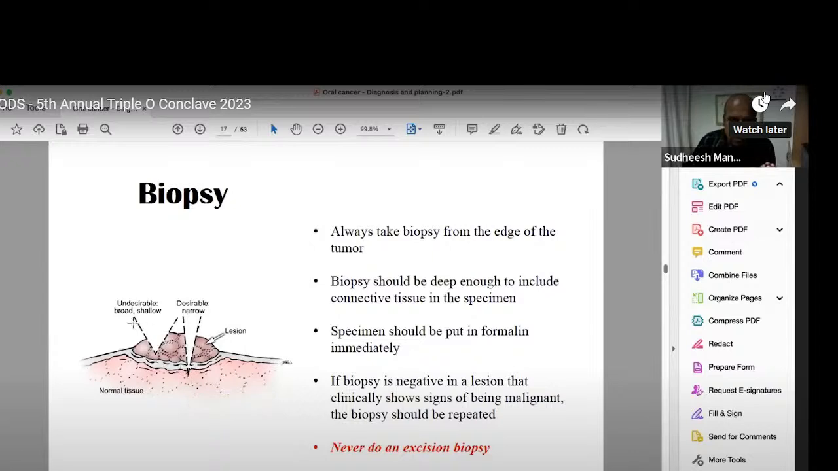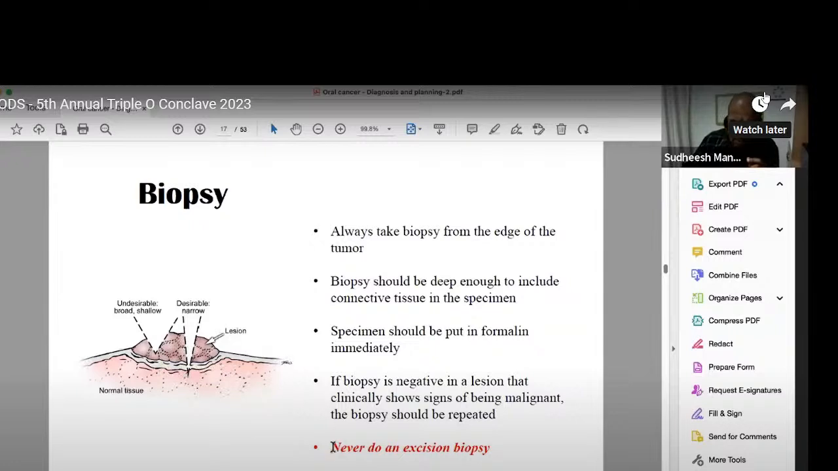If you end up with a superficial biopsy like this, you will get a report like hyperplastic squamous epithelium with dysplasia or squamous cell carcinoma in situ. These are the reports that you get. So you cannot blame the pathologist for that. The blame is on the surgeon's side because the biopsy was not deep enough. That is very, very important.